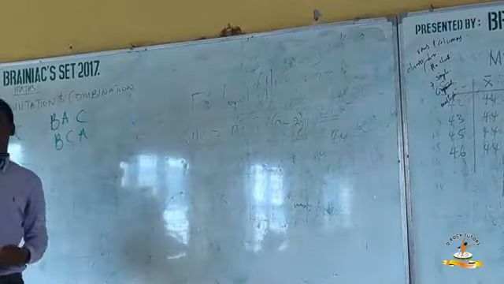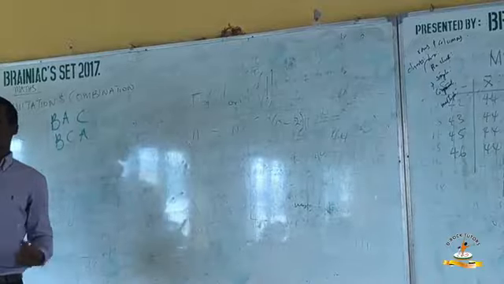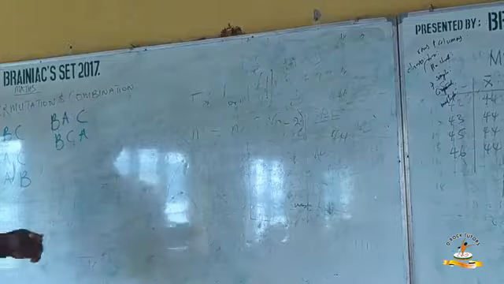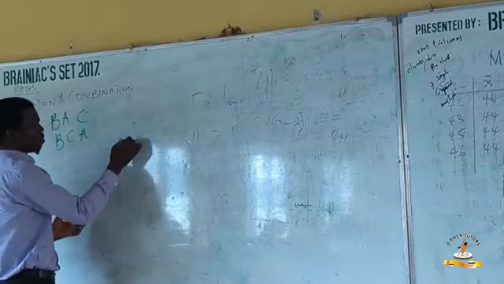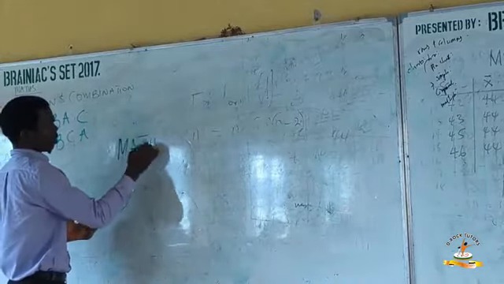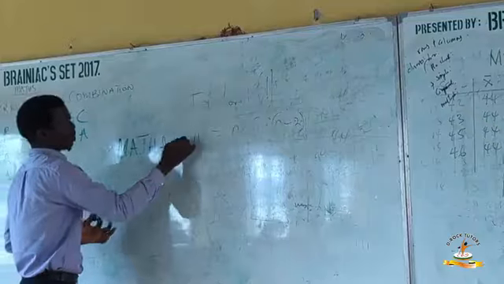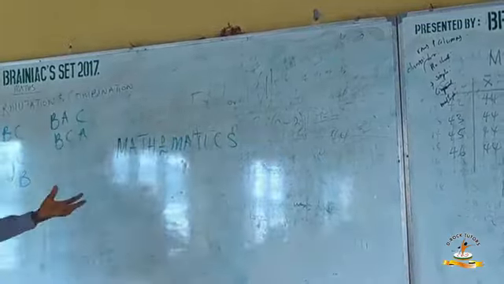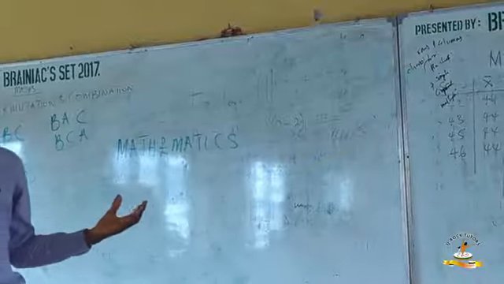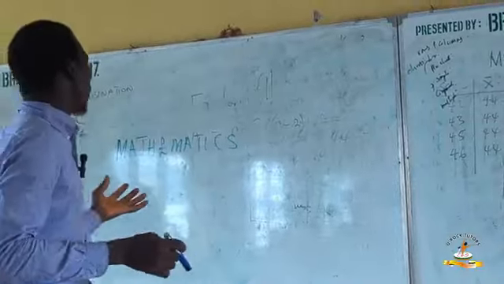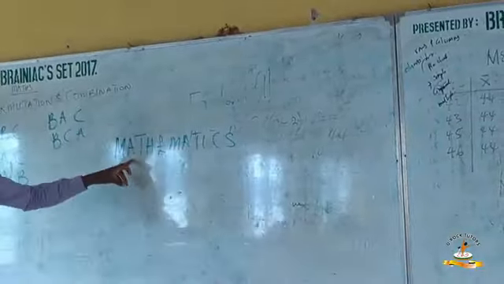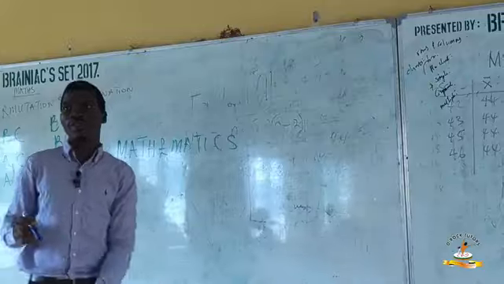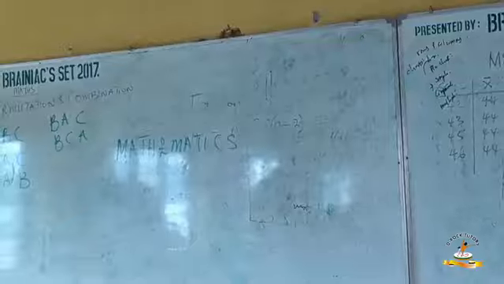And let's see how it works. Let's see the practical application of this. So let's start with permutation. Let's write the word mathematics. Mathematics is an 11-letter word. You can count: 1, 2, 3, 4, 5, 6, 7, 8, 9, 10, 11. So it's an 11-letter word.